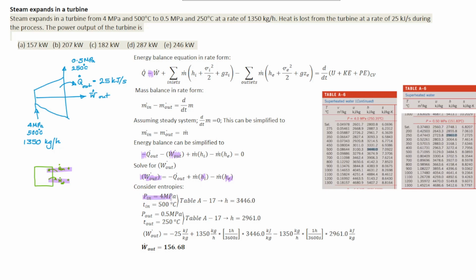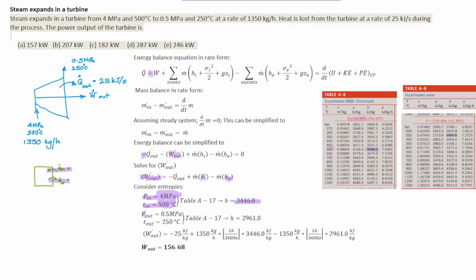Now the pressure and the temperature of the inlet is given, and first we can assume that the system is superheated because we have to find properties using temperature and pressure. And let's go into the 4 megapascal pressure table. This is water, and we go to the 4 megapascal pressure table, and in front of 500 degrees Celsius we have the enthalpy that we need for h in.